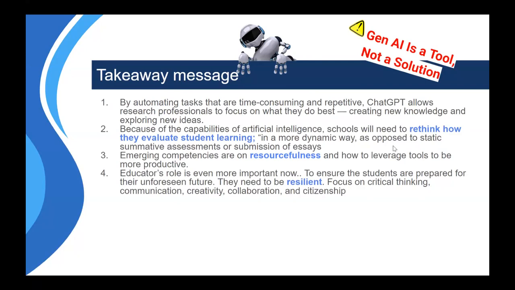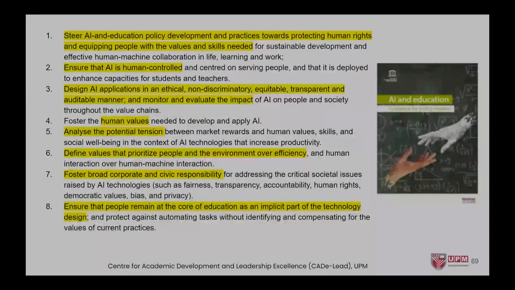So the word innovation is really blinking here and there. Because of the capabilities, schools need to rethink how to evaluate students' learning in a more dynamic way, as opposed to static summative assessment or submission of essays, and emerging competencies such as resourcefulness. Educators' role is even more important now. The students need to be able to be resilient. So when we speak of future-proof students, now is more important than ever.